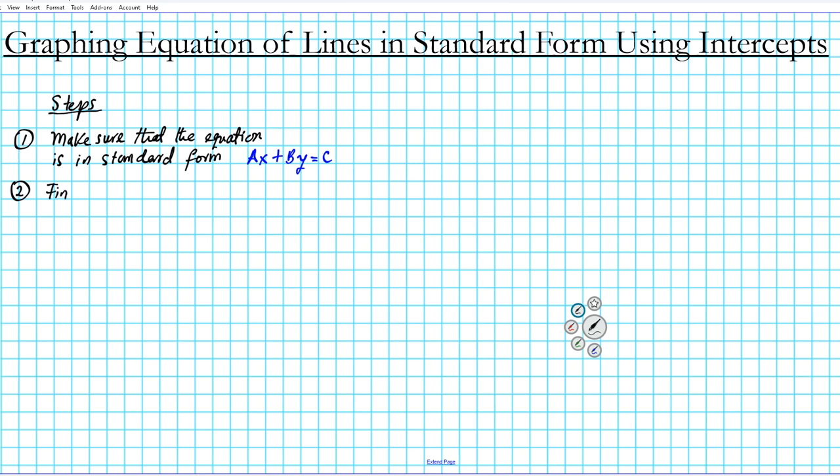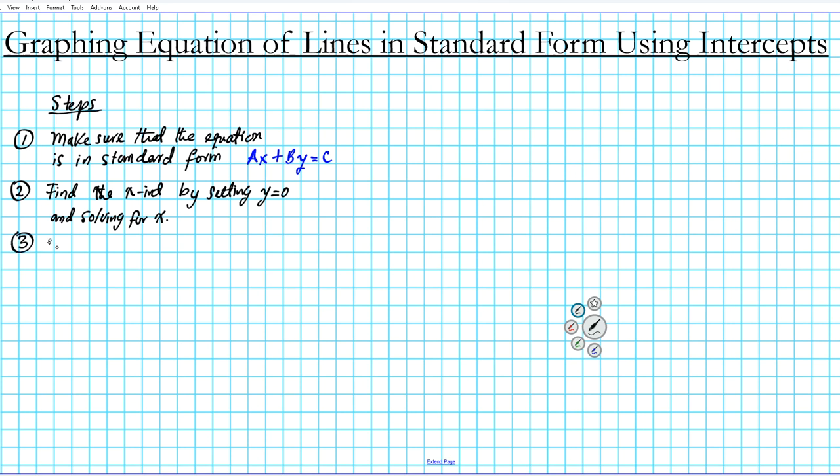You start with the x-intercept, so you find the x-intercept by setting the other variable to 0. So by setting y to 0, you find that x-intercept. So you find the x-intercept by setting y to 0 and solving for x. That will be your x-intercept.